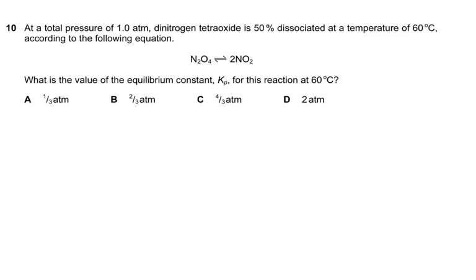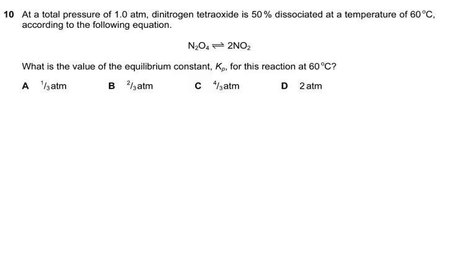So our first question is from 2006 and it goes like this. At a total pressure of 1 atmosphere, dinitrogen tetroxide, which is N2O4, is 50% dissociated at a temperature of 60 Celsius according to the following equation. What is the value of the equilibrium constant for this reaction at 60 Celsius? Now, I suggest you pause the video and actually try to work it out on your own.